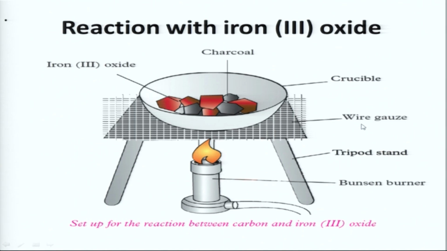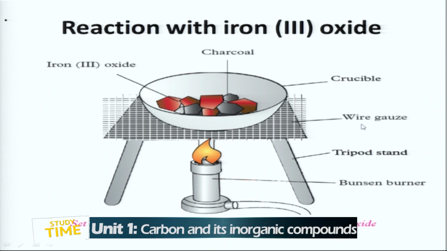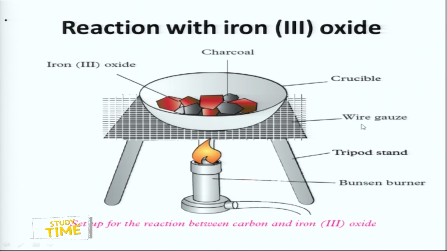That is it. Now, reaction with iron 3 oxide. So remember, we are still looking at the chemical properties of carbon, or charcoal. And when we talk of chemical properties, we are emphasizing reactions with different elements or compounds. Now, we are heading on to the reaction of carbon with iron 3 oxide.